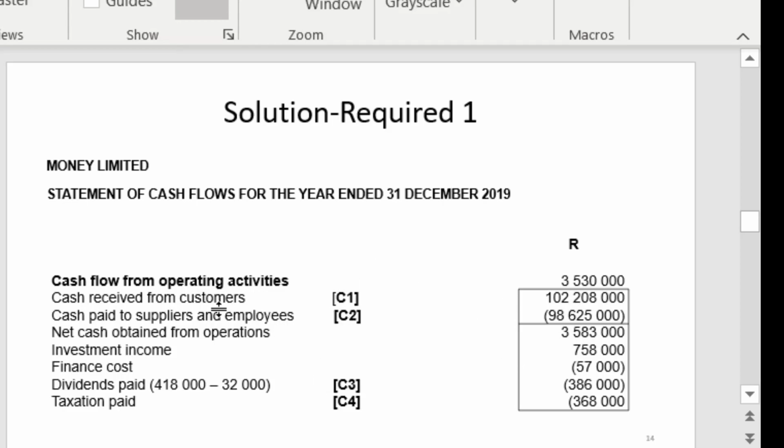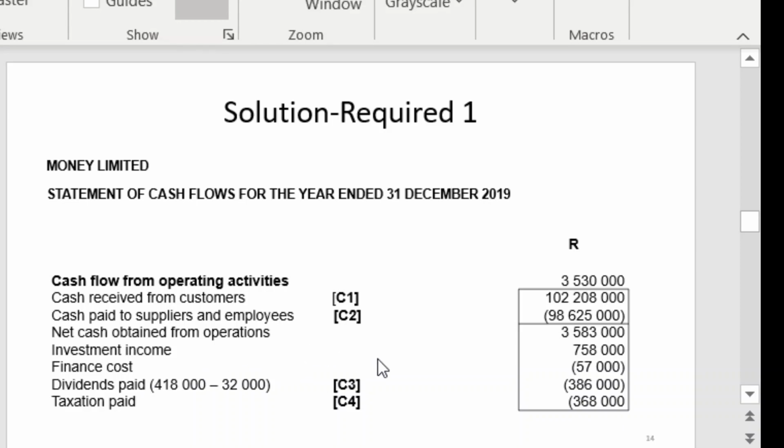And the difference between cash received from customers and cash paid to suppliers and employees should give us the net cash obtained from operations. So that's how the net cash obtained from operation is calculated: cash received from customers less cash paid to suppliers and employees. Now let us look at the other transactions that are disclosed under the cash flow from operating activities. We have investment income and finance cost.